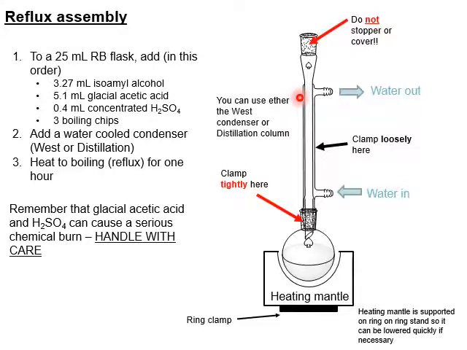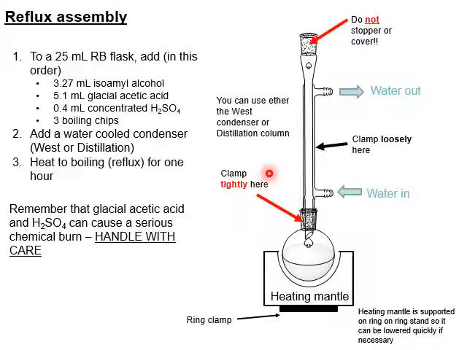In the round bottom flask, you need to add isoamyl alcohol, acetic acid, sulfuric acid, and a boiling chip, and then add water for having the water flow in the condenser to cool it. And so you need to do the boiling, the reflux, for 1 hour.